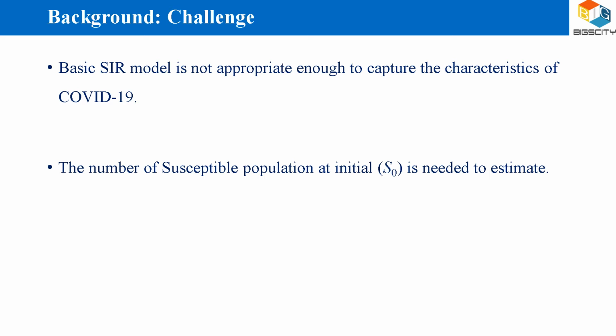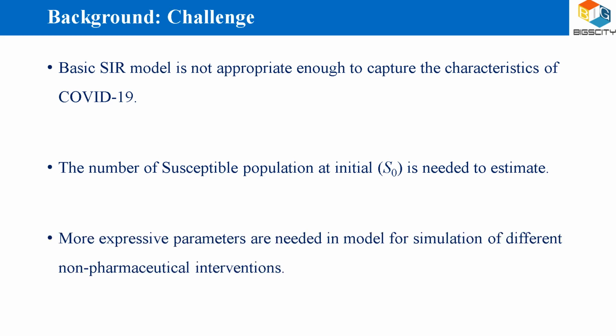The second challenge is the estimation of the initial susceptible population S0. The traditional approach is to set it as the whole population. However, it usually indicates that all will get infected in the end, which is irrational for epidemic prediction. The third challenge is to simulate different non-pharmaceutical interventions. The basic SIR model lacks expressive parameters for prevention and control policies.